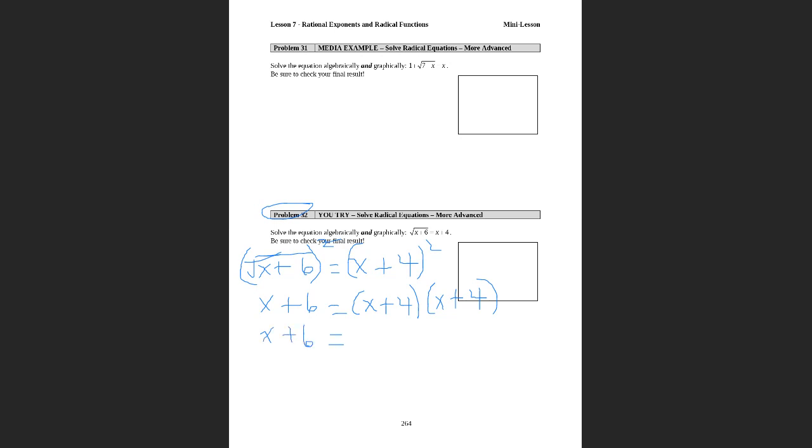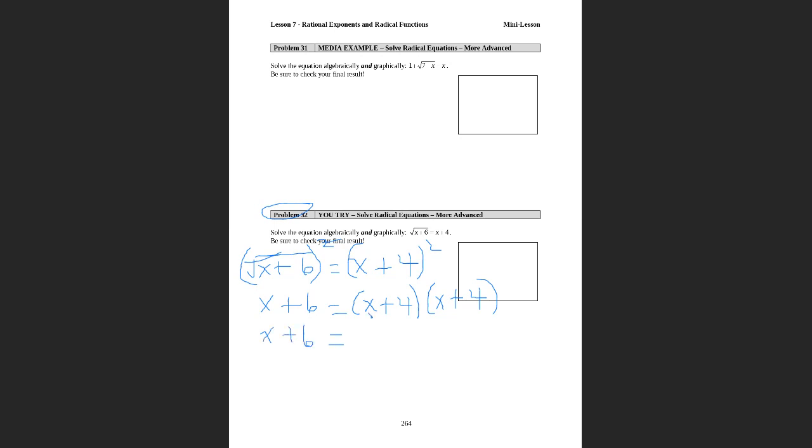Now let's look at one more. Probably let's look at this number, the U try number 32. So I have square root of x plus 6 equals x plus 4. Again, I could square this, then square that. So this would cancel. I have x plus 6 equals x plus 4 times x plus 4. Now I still have my x plus 6 here.